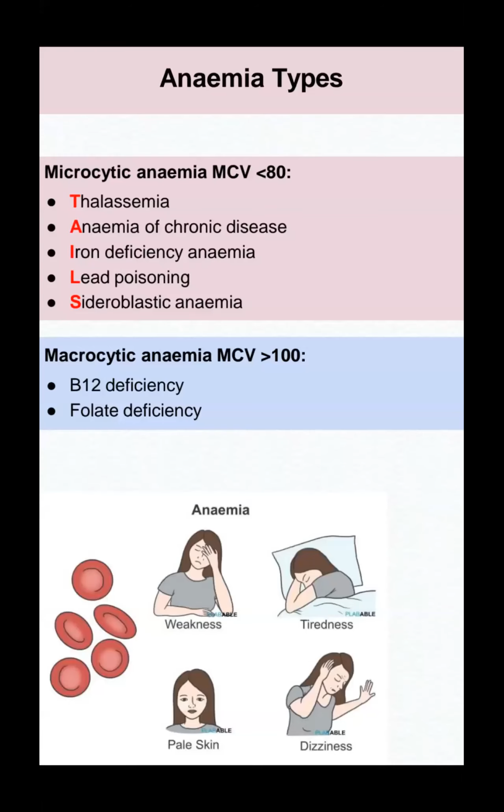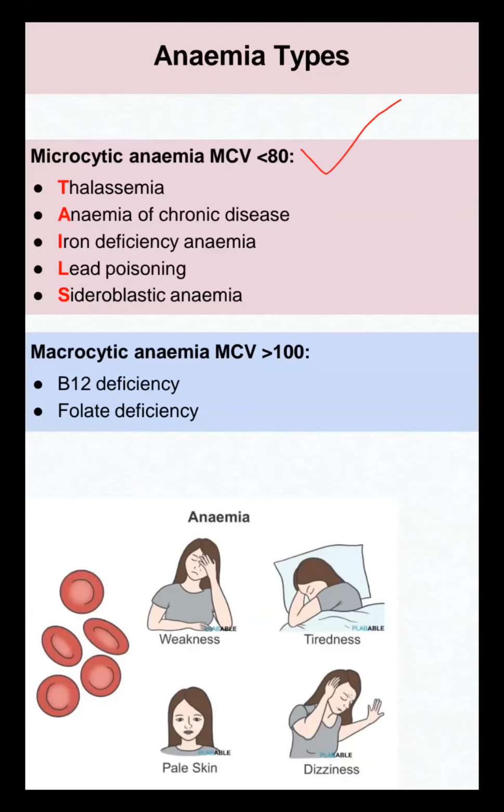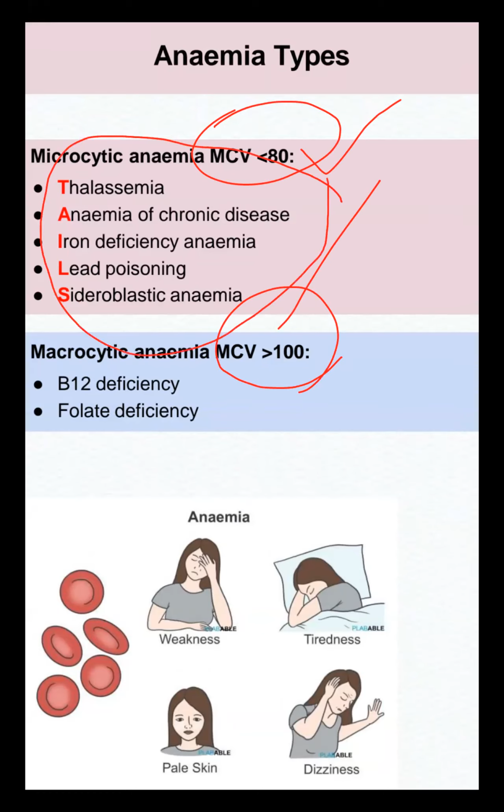Anemia. These are the high topics for the exam. We know it is microcytic and macrocytic. So in microcytic anemia, dear candidates, MCV will be low. It's basic, as we are practicing. And thalassemia, anemia of chronic disease, iron deficiency anemia, lead poisoning, sideroblastic anemia. So all are microcytic.